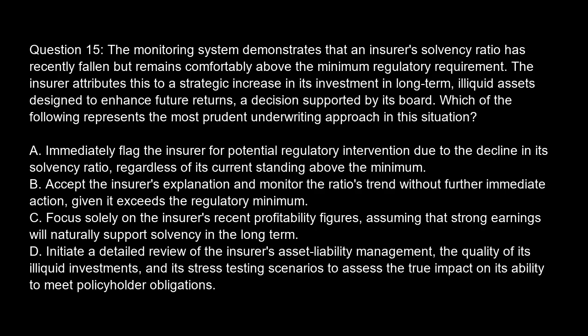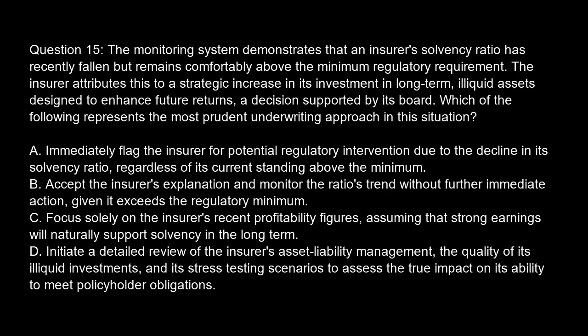Option A. Immediately flag the insurer for potential regulatory intervention due to the decline in its solvency ratio, regardless of its current standing above the minimum. Option B. Accept the insurer's explanation and monitor the ratio's trend without further immediate action, given it exceeds the regulatory minimum. Option C. Focus solely on the insurer's recent profitability figures, assuming that strong earnings will naturally support solvency in the long term.